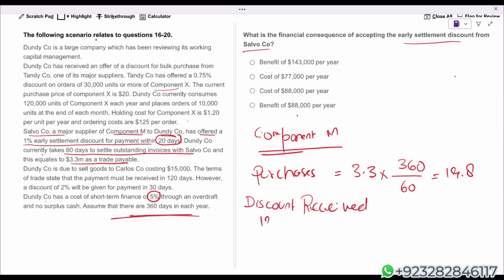Discount received is 19.8 million, and 1% means 0.01. Students, the amount of the discount is 0.198 million. Obviously, you are receiving a discount, which is income for you. But it is only available when you make payment 40 days earlier. If I make payment 40 days earlier, then trade payables will reduce. When trade payables reduce, my finance cost will increase.